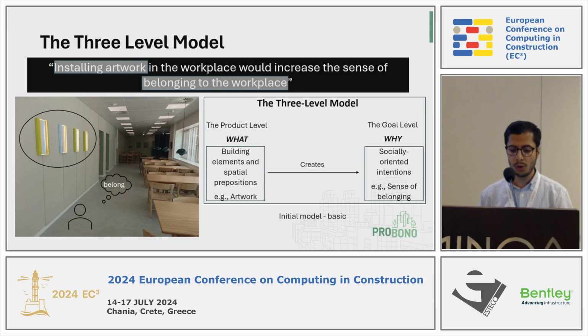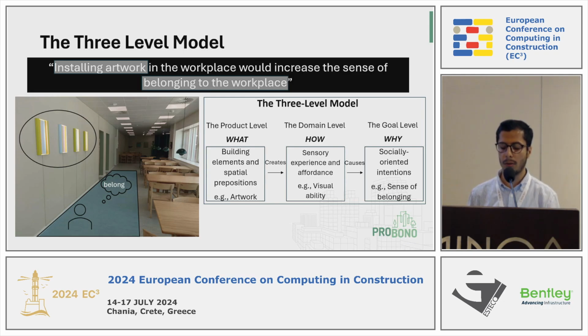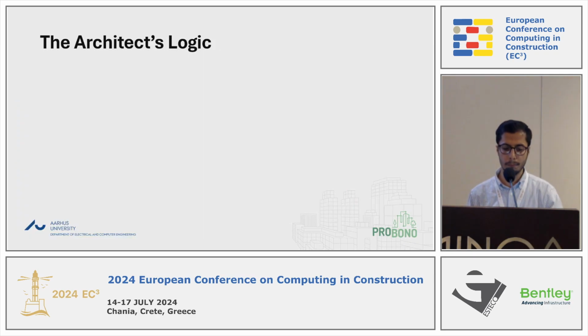But then we introduced an additional level, called the domain level. This presents the experience and the affordance. What kind of senses are we talking about? Is it something visual? Is it something that can be heard, can be seen? That's the domain level part. And in this example, we have the artwork as the building level, the product level element. We have the space where this art can be seen. That's the domain level. That's the visual ability of the building occupants. And then we have the social value, which is the sense of belonging.